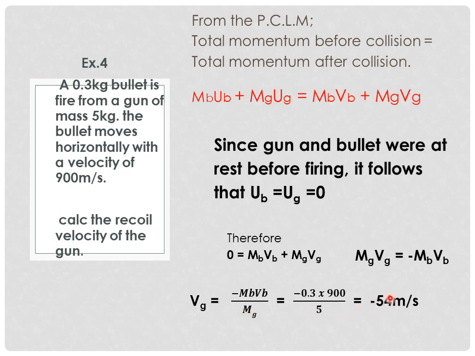we have minus 54 meters per second. What does this mean? It means that as the bullet flies forward, the gun recoils. As the bullet moves forward, the gun jerks backward. So the two of them are in opposite directions in order to balance up with the momentum, which was zero, so that they will cancel out and it becomes zero. Zero before should be equal to zero after.